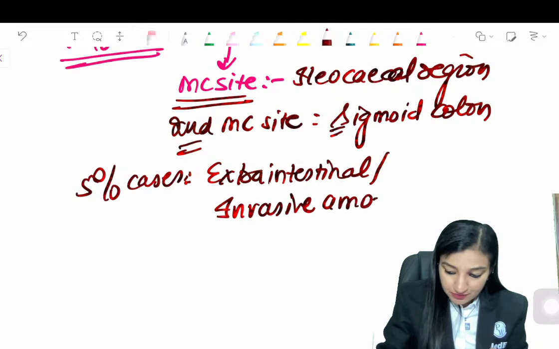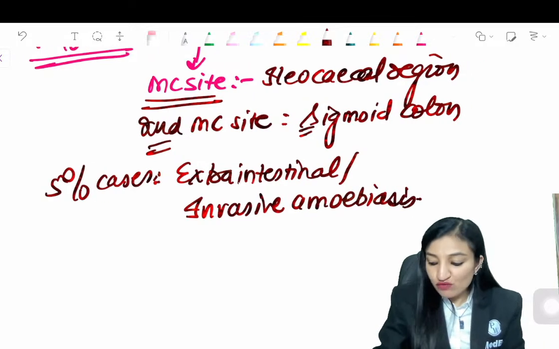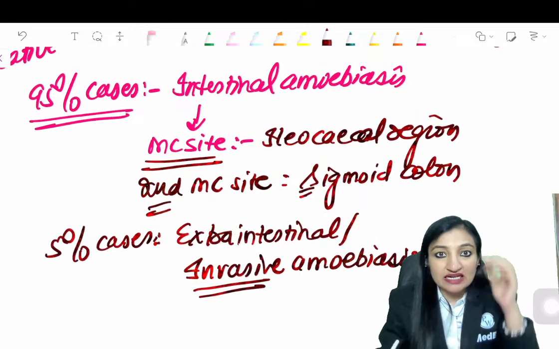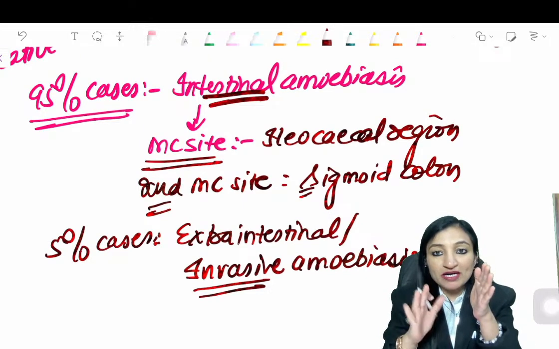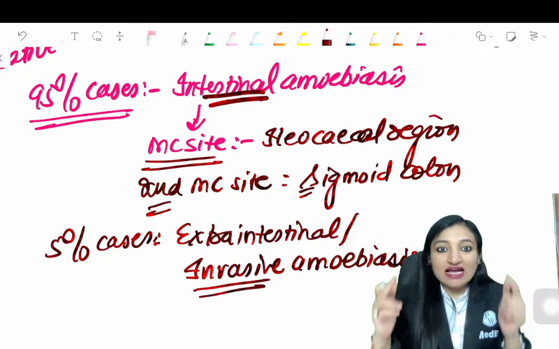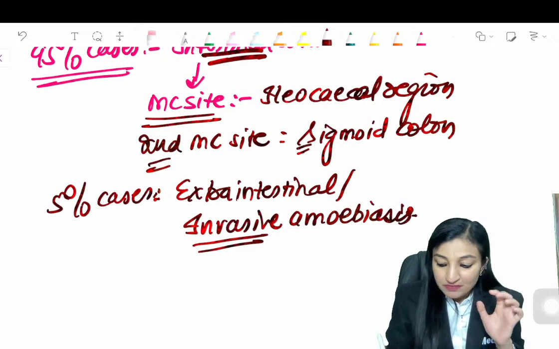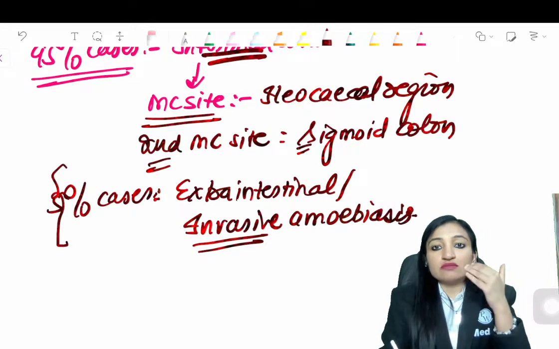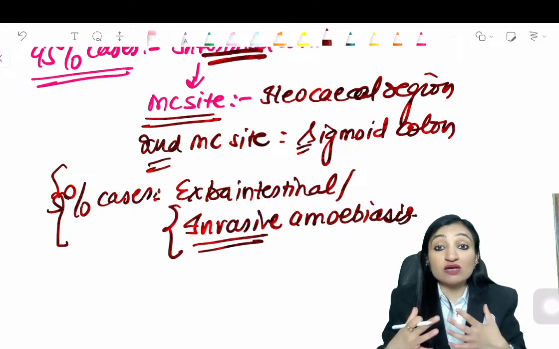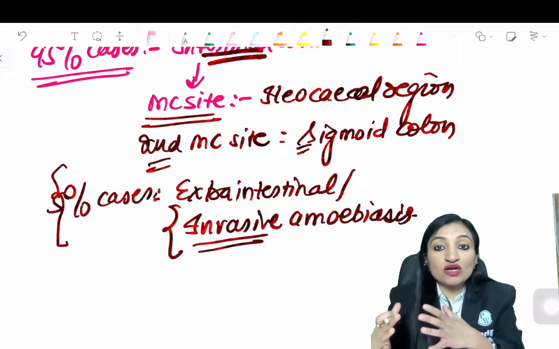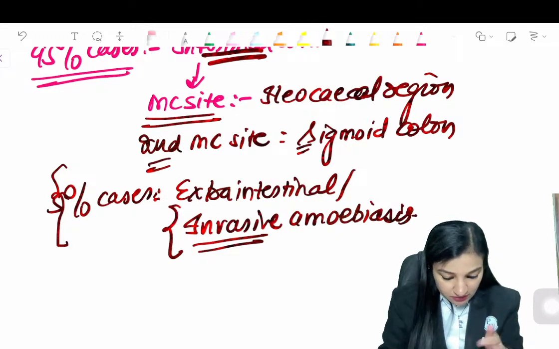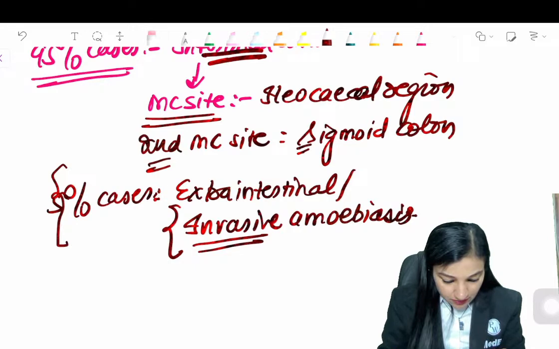Let me tell you one more thing. Some students have this doubt: why do we call it invasive amoebiasis, because invasion also happens in intestinal amoebiasis, as the trophozoites produce enzymes which create ulcers. You are absolutely right. But as a convention, in all the books it is written that invasive amoebiasis means extraintestinal amoebiasis, because when we say invasive amoebiasis, we are talking about invasion of tissues and organs other than the GIT, not the local invasion of the gut. Is this clear?